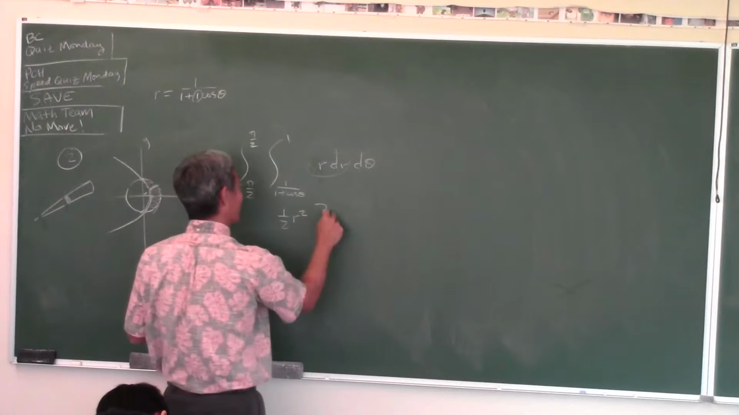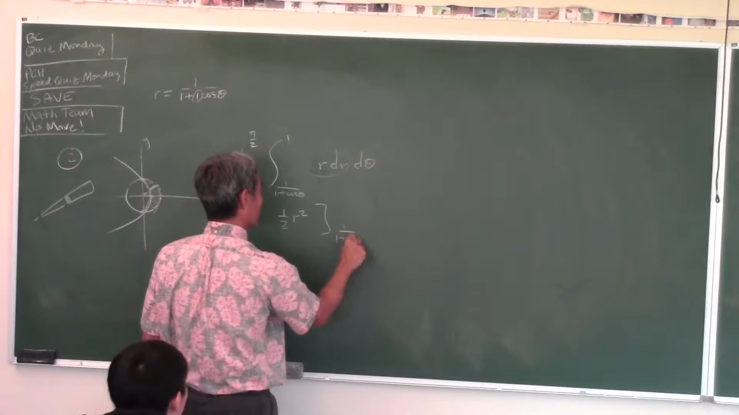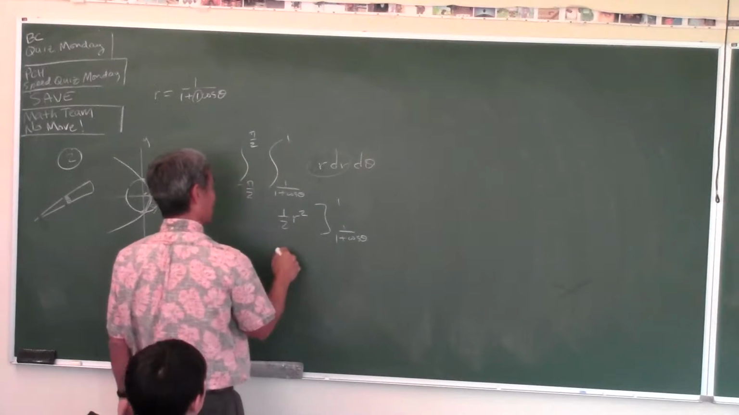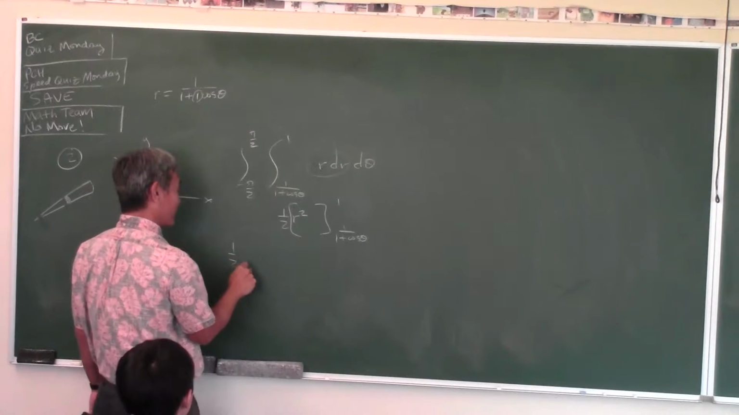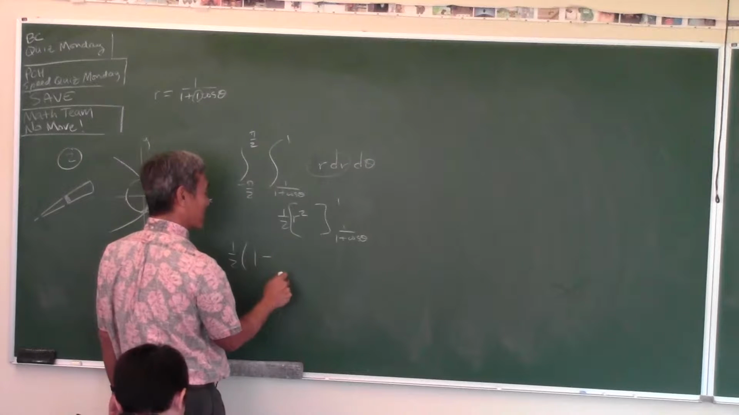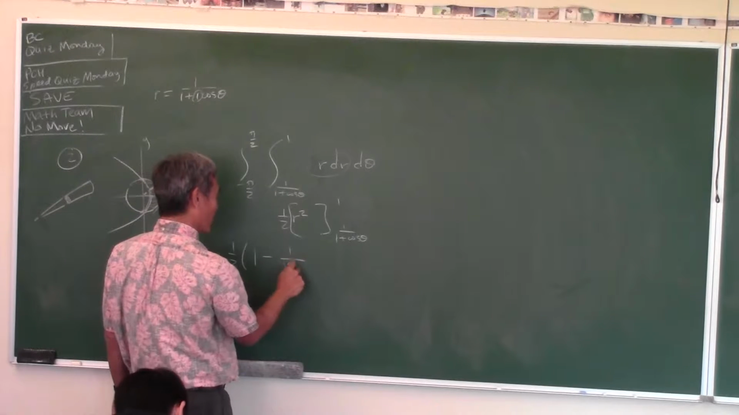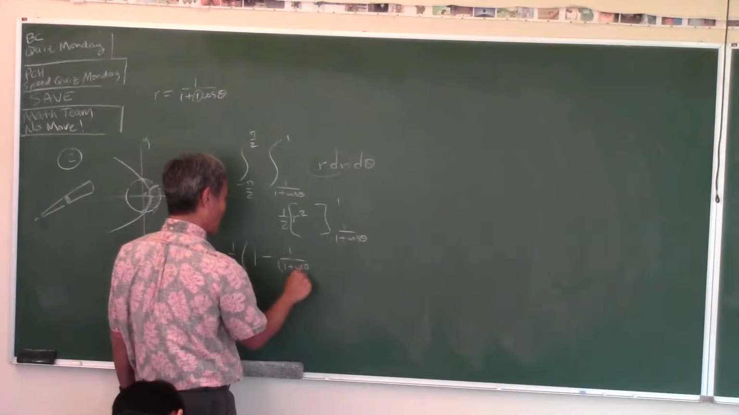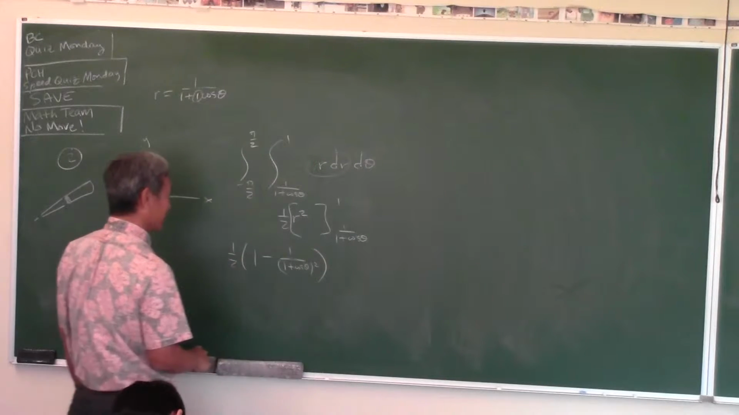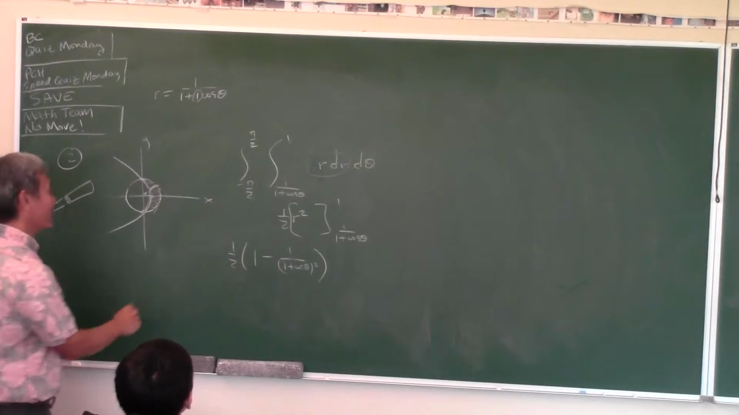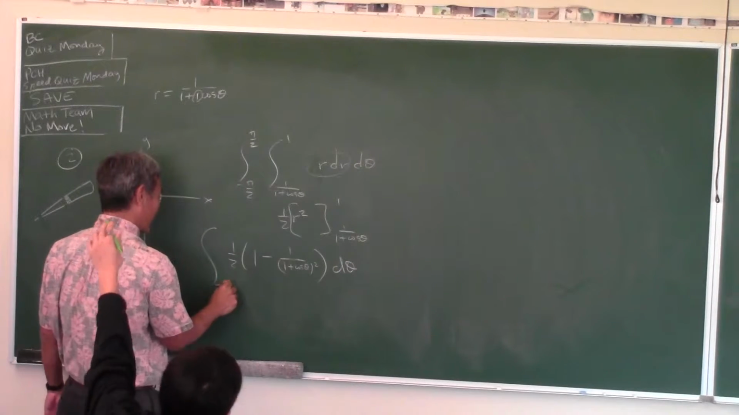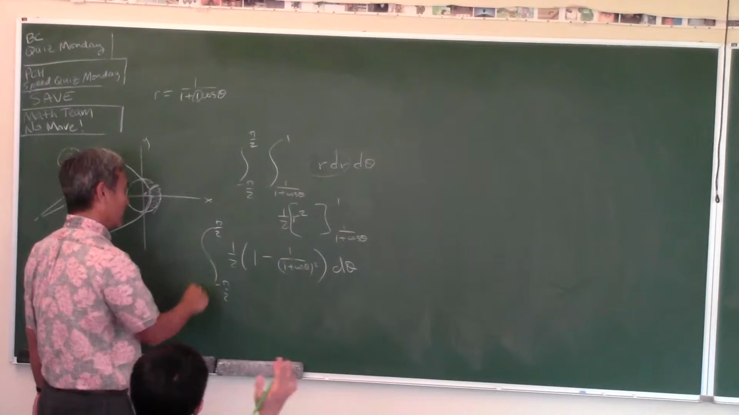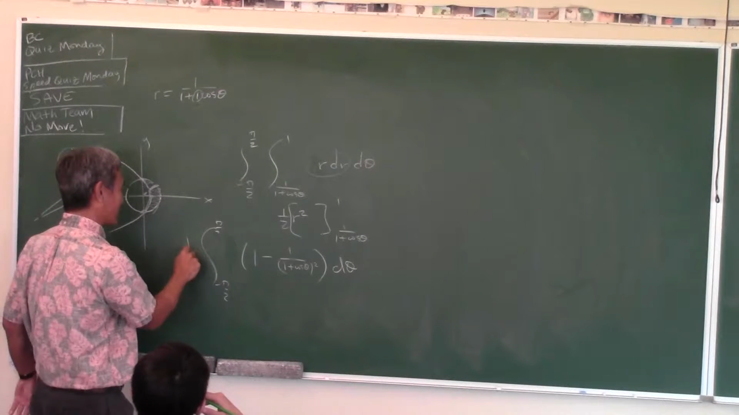So then you have to go from 1 over 1 plus cosine theta to 1. Shall I factor out the 1/2? Too bad, I'm going to. 1/2, plug in the top, 1, minus plug in the bottom, 1 over 1 plus cosine theta quantity squared. Now you have to integrate this with respect to theta from negative pi over 2 to pi over 2. Okay, so this 1/2 can be thrown outside.